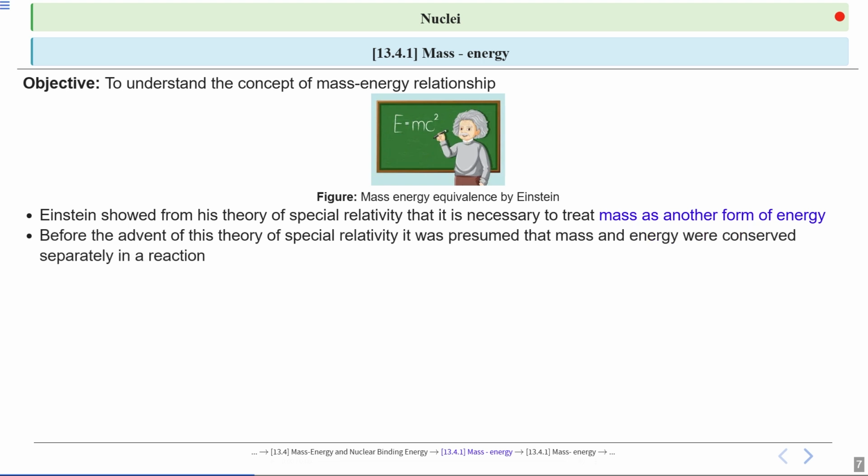Before Einstein's theory, scientists believed that mass and energy were each conserved separately in any reaction. In other words, they thought you couldn't lose or gain mass or energy independently. However, Einstein demonstrated that mass itself is a form of energy. This means that in certain reactions, like those in nuclear physics, mass can actually be transformed into energy. This is the basis for the famous equation E equal to mc square.